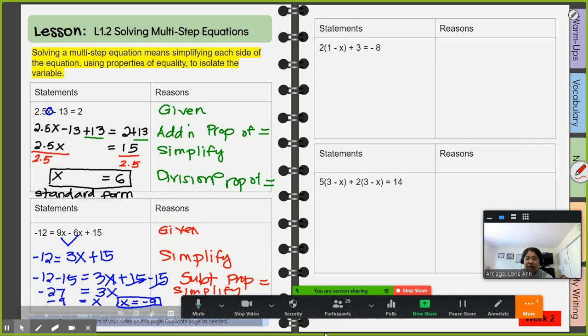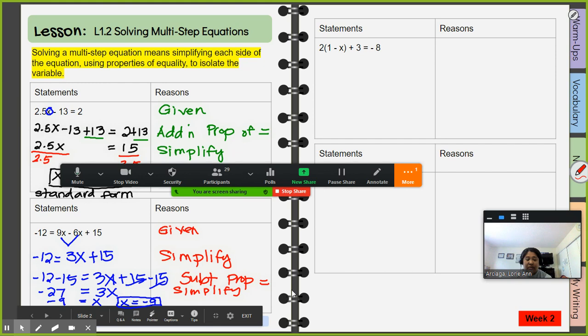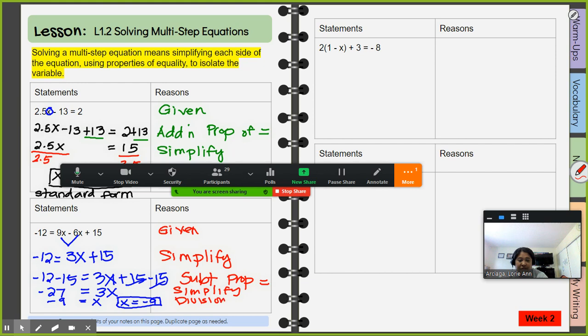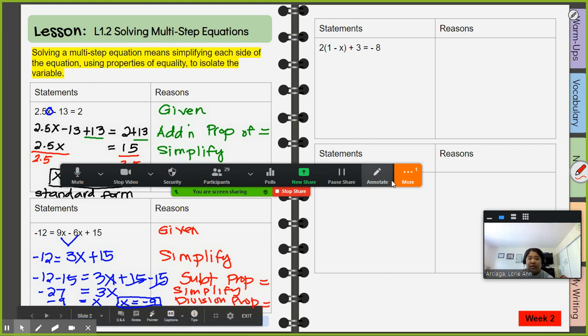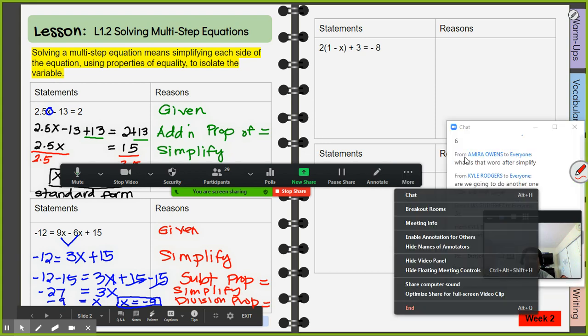I'm kind of running out of space over here because of these meeting controls. But last but not the least, Luis said divide both sides by positive 3 to get negative 9. So that's going to be division property of equality.